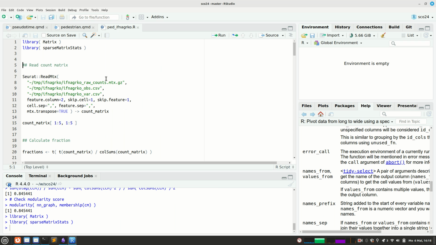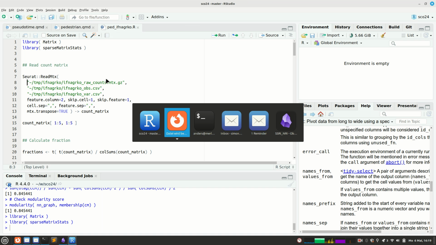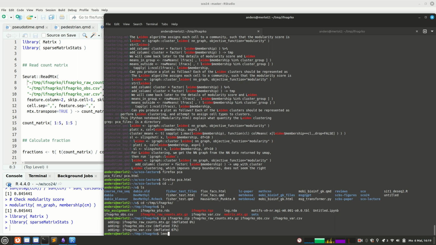So I again use these 2 libraries, Matrix and sparseMatrixStats, because we work with these sparse matrices. And these are the 3 files that I've just tried to upload to R, and just to have a look at them again. This is how they look.